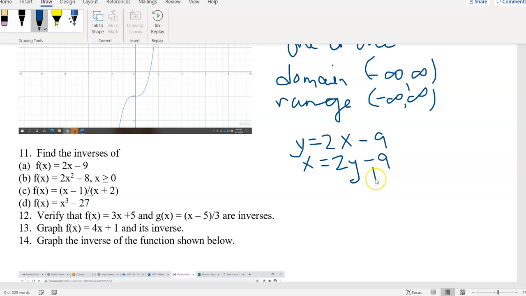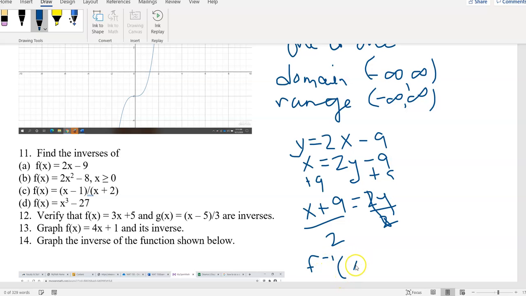Then solve for y. So let's add 9. We get x plus 9 equals 2y. And then let's divide by 2, and we have y by itself now. Now, last step is to put the functional notation, and we always want that in front, not in back. And of course, we can always switch the sides of the equal sign. So our f inverse is x plus 9 over 2.